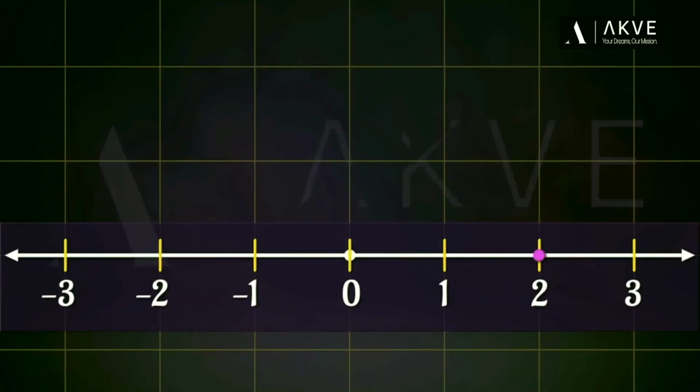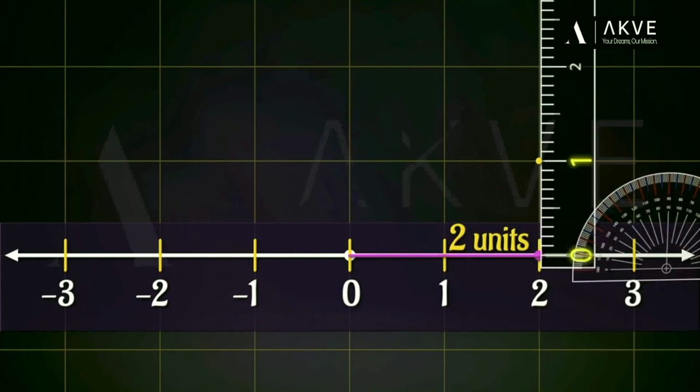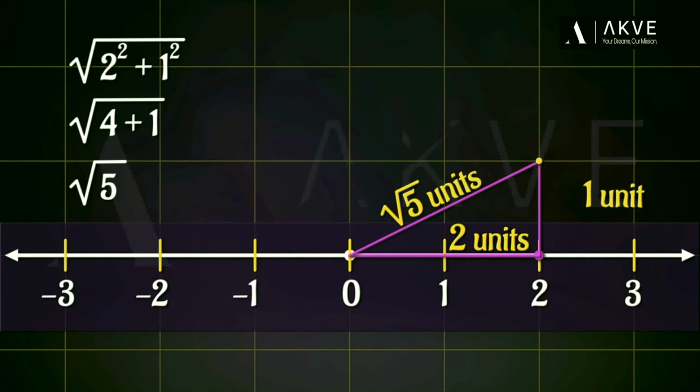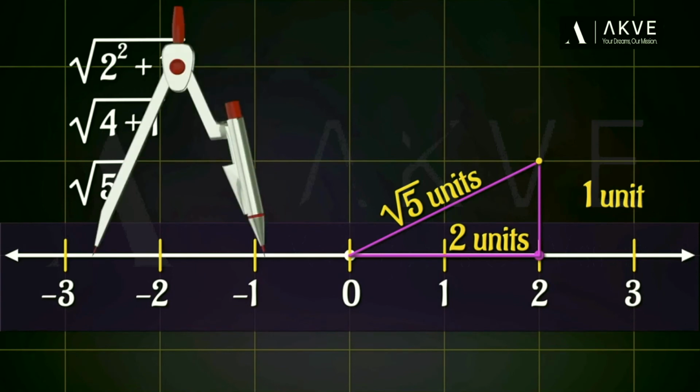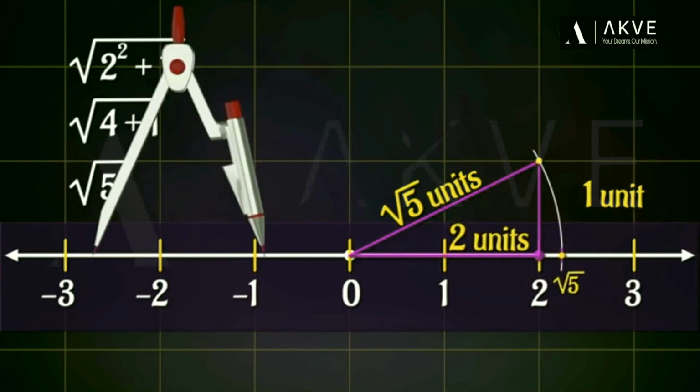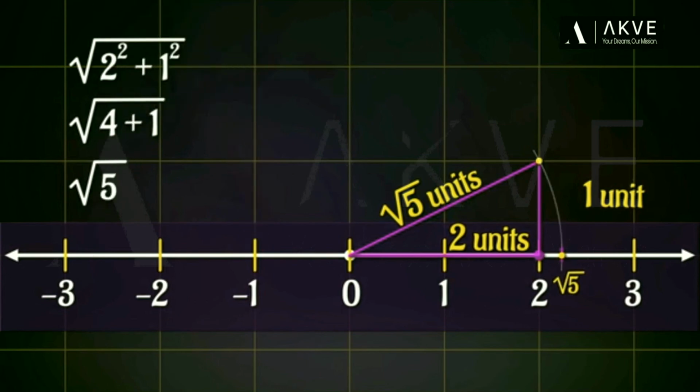So, here is 2 on the number line. The length of the perpendicular must be 1 unit, so that the length of the hypotenuse is square root of 5 units. Now, using the length of the compass as square root of 5 units, we will plot square root of 5 on the number line. This is how square root of 5 can be plotted.